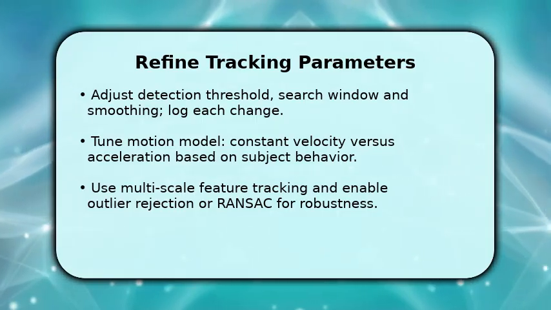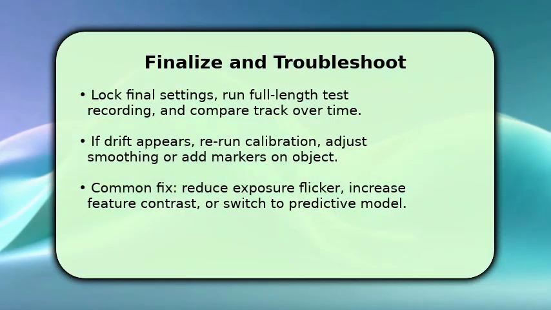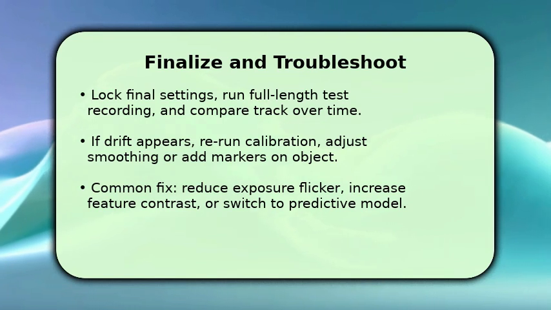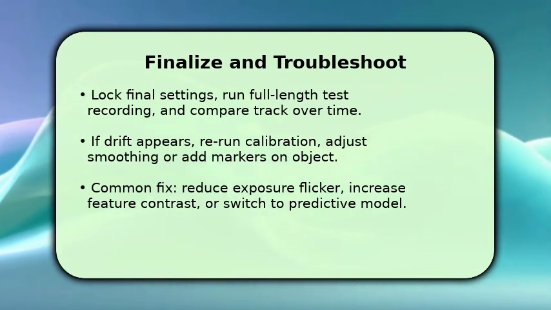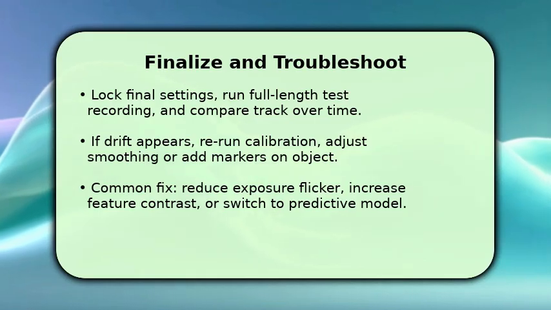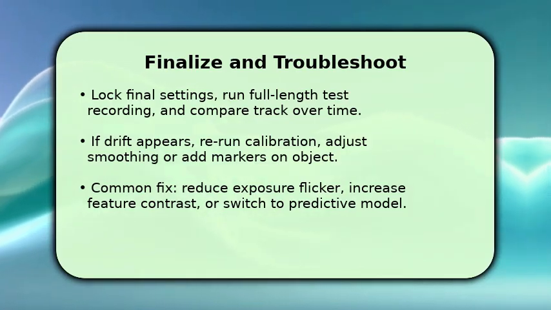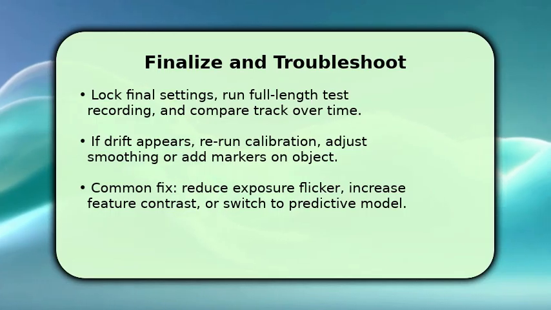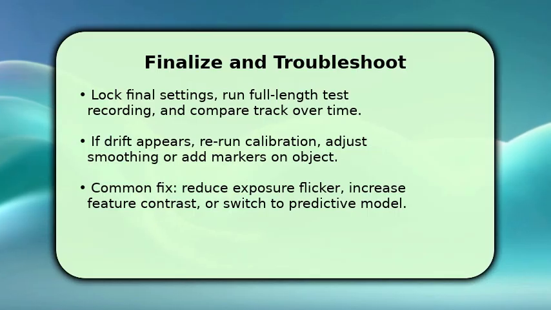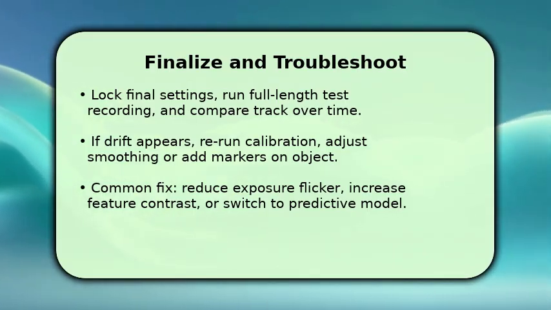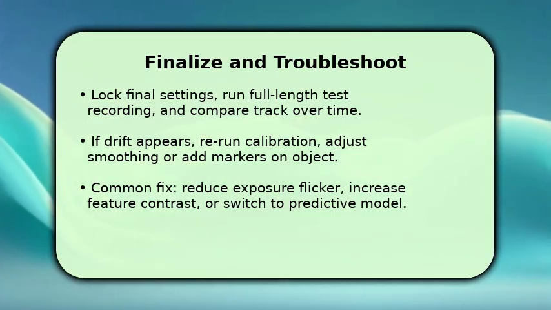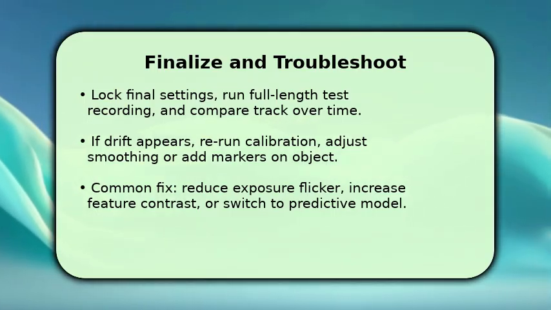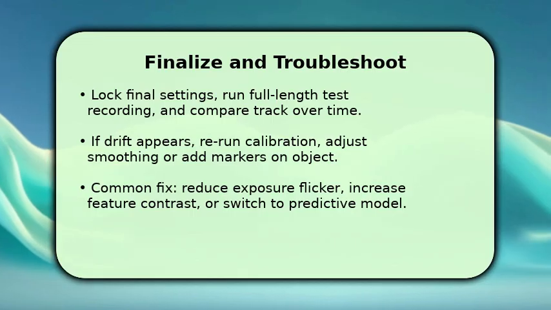Finish by locking your settings and conducting a full-length test to confirm stability over time. Watch for subtle drift and correct it by redoing calibration or adding passive markers to the object if necessary. If you see jitter, increase temporal smoothing slightly. If you lose the target, expand the search window or switch to a predictive model. One key troubleshooting tip: check for lighting flicker or rolling shutter, fixing that often resolves hard-to-find tracking errors quickly.